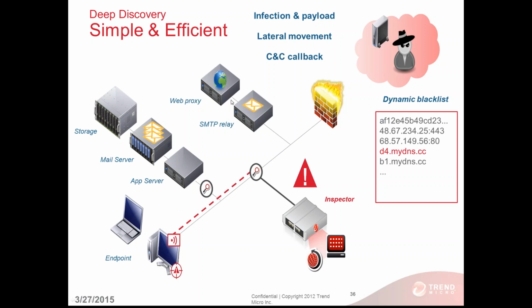But because the web proxy now has updated its blacklist based on what the discovery applied, it can't actually talk out to that address. So that's the power of that dynamic communication, is that we can block that on a Trend or a third-party solution as well. So that's the Inspector.